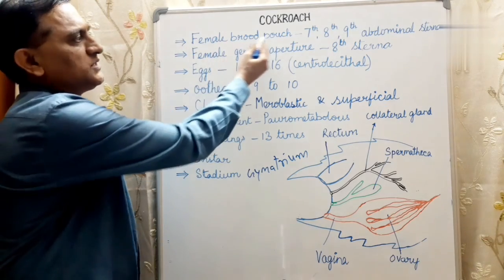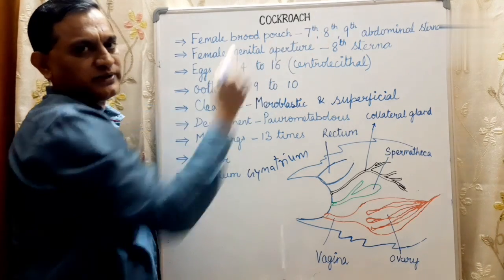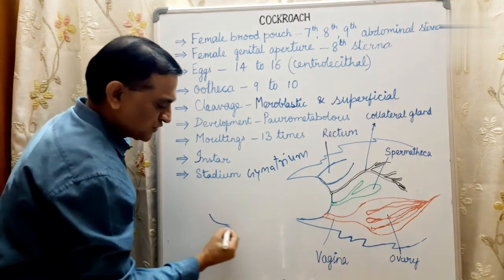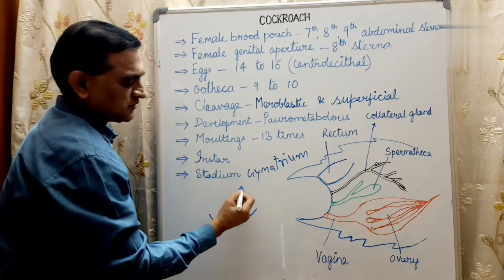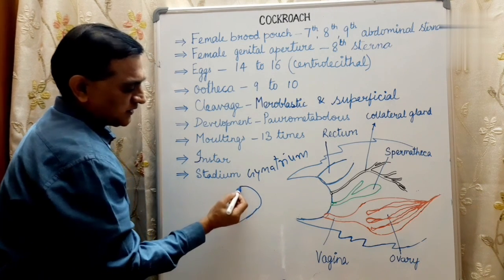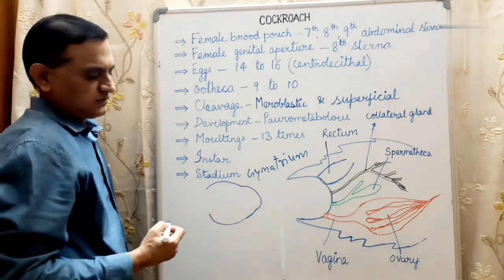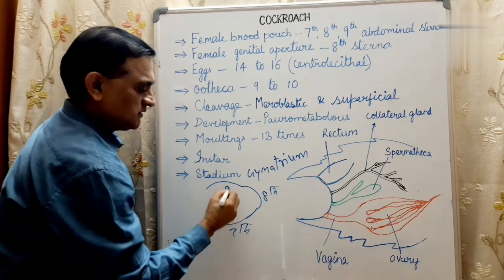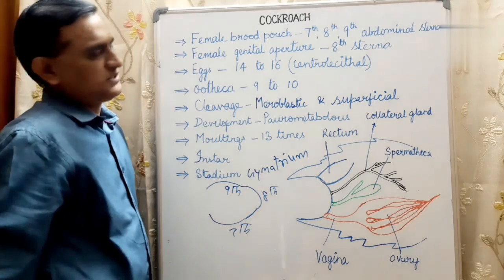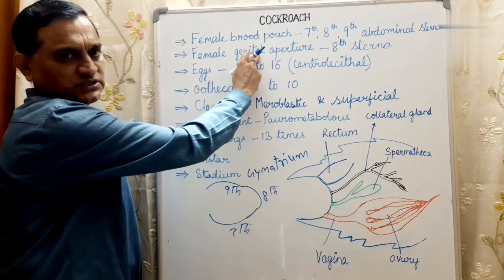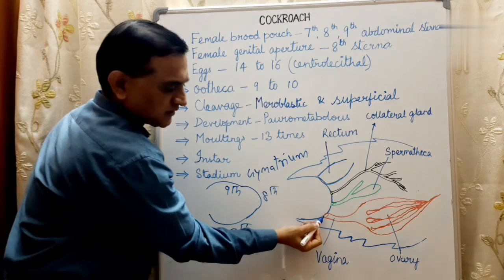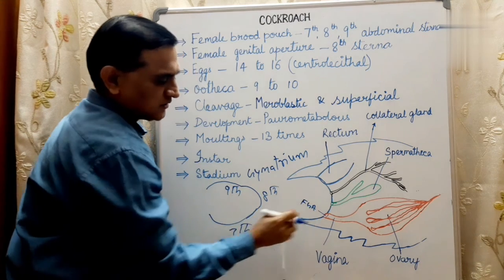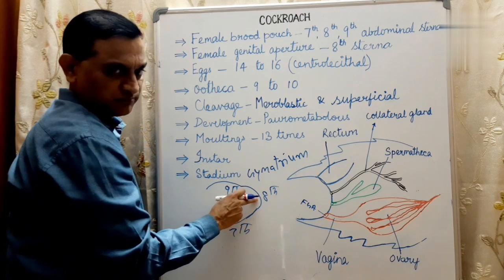The female brood pouch is formed by the 7th, 8th and 9th abdominal sterna, of which we already came across that the 7th is like a boat-shaped structure, the 8th forms the anterior wall, and the 9th forms the roof. So the 7th, 8th and 9th are all sternal plates. The female genital aperture is also called the vulva. You can see in the diagram, this is known as the female genital aperture. It opens onto the 8th abdominal sternal plate.